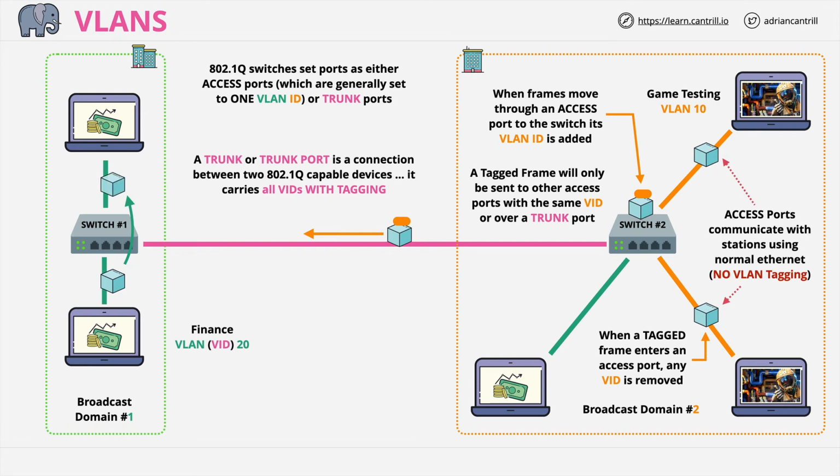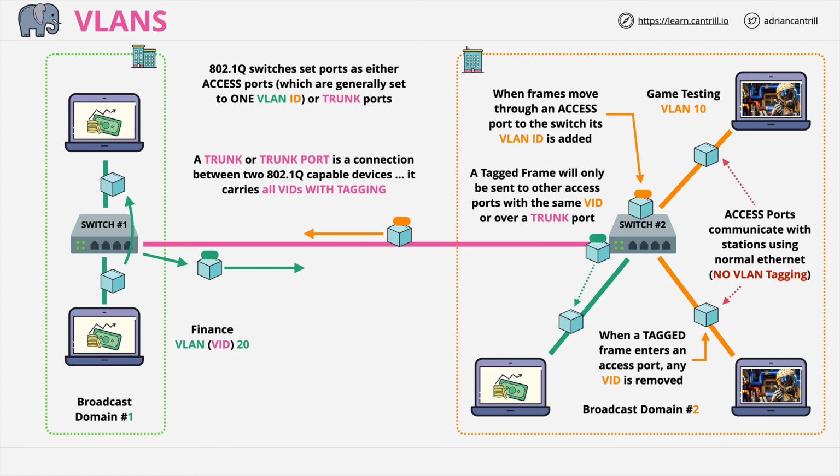It will also be forwarded out of any trunk ports tagged with VLAN 20, so the green finance VLAN. It will arrive at switch 2 with the VLAN tag still there, and then it will be forwarded to any access ports on the same VLAN, so VLAN 20 on that switch, but the VLAN tagging will be removed.